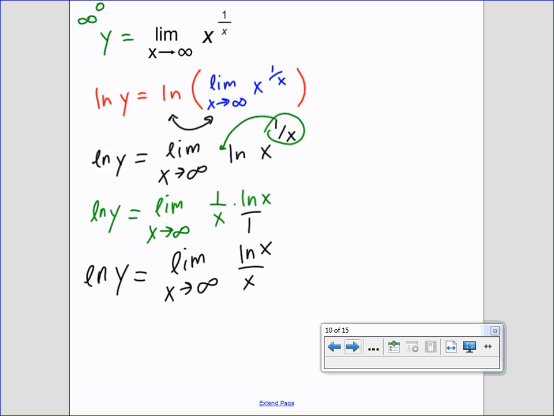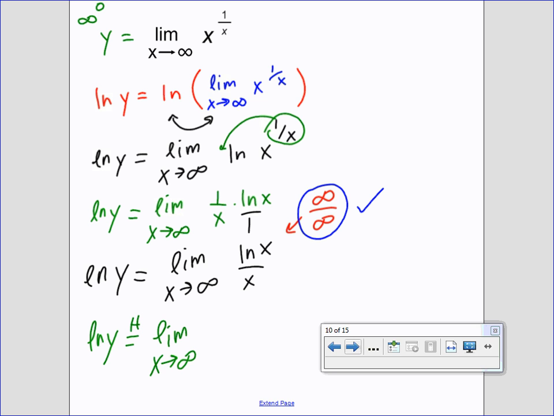So guess what? We've generated an indeterminate form that does authorize the use of L'Hopital's. So we're ready to go. Notice how the left-hand side is still ln of y. However, the right-hand side now becomes the limit as x approaches infinity of the derivative of the top over the derivative of the bottom. What's the derivative of ln of x? 1 over x.